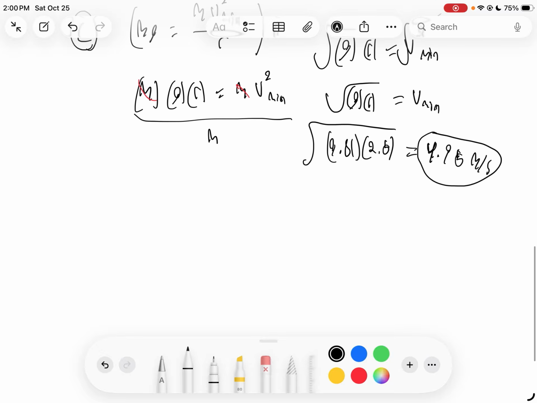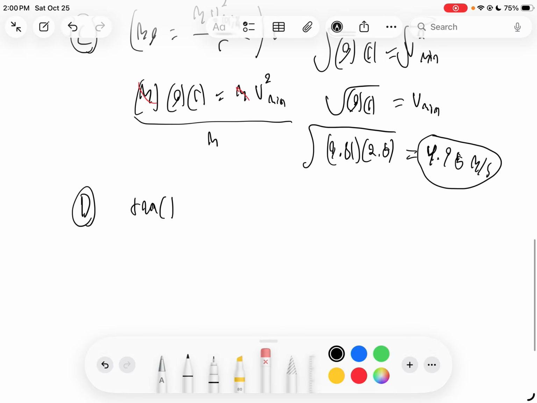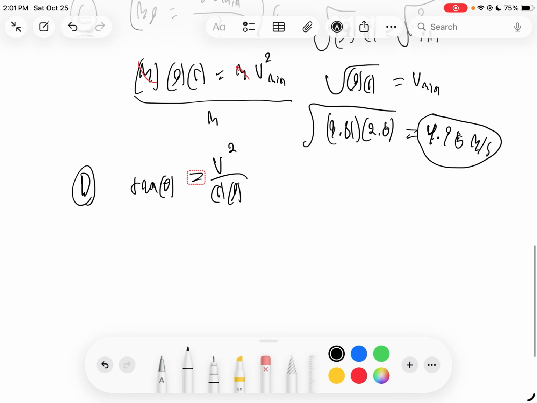All right, then for part D, we're going to find the ideal speed on the banked curve. So we're going to take the following function: the tangent of theta equals velocity squared divided by the radius times gravity. But what we want is the velocity. Once again, we want this value.